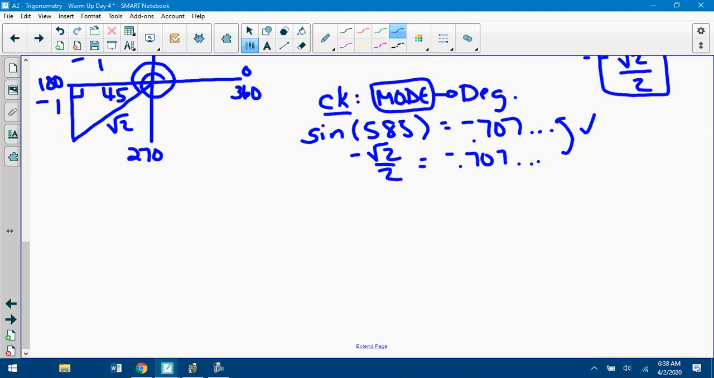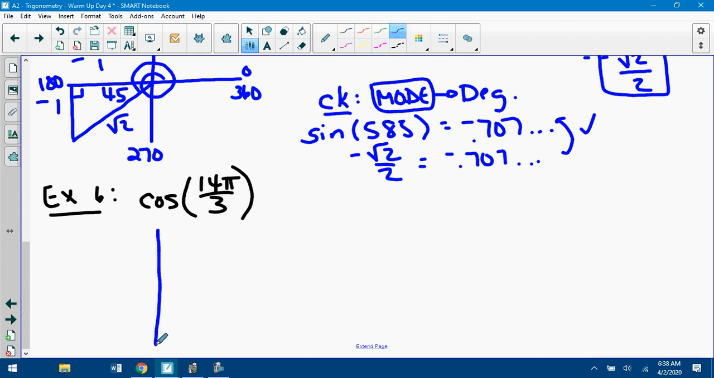All right, last one. This will be another good one for you to try. If you can do this one, you've got it. So example 6, I think we're on. Cosine of 14 pi over 3. I'll set you up and then have you pause it. Here's 0, pi over 2, pi, 3 pi over 2, 2 pi. Go ahead, pause it, see if you can figure out what your answer would be, and then check it on your calculator. When you're ready to see the answers, press play.